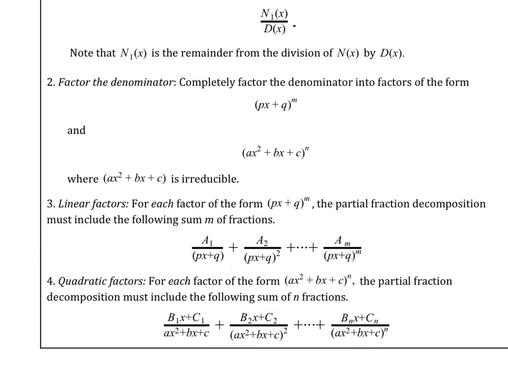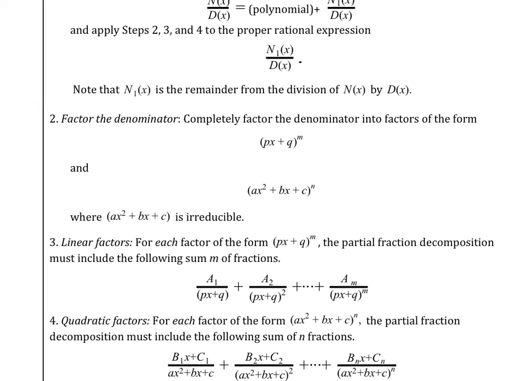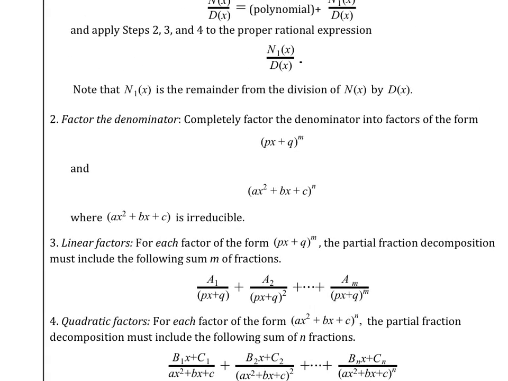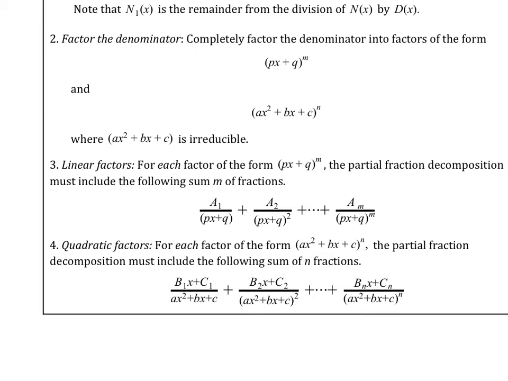And then after that, we're going to factor the denominator. And so today, that's what we'll do in this lesson. If it's factorable, we will factor it into factors of the form px plus q raised to the m and ax squared plus bx plus c to the n, where ax squared plus bx plus c is irreducible. Today, we're going to focus on linear factors.